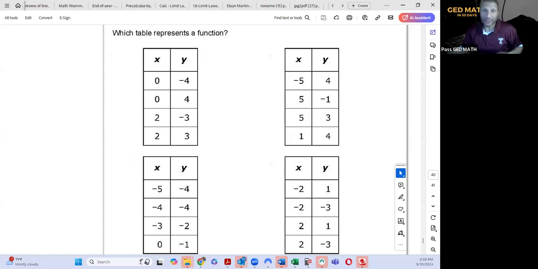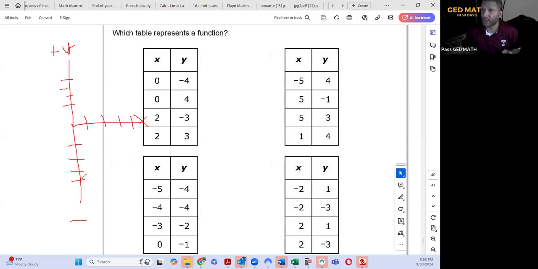So, for example, they might have a graph. So I'm going to graph this right here, right? This is my x. This is my y. 1, 2, 3, 4. 1, 2, 3, 4. 1, 2, 3, 4. This is my negative side. This is my positive side. So 0, negative 4 is right here. 0, 4 is right here. When x is 0, look at that. When x is 0, I got 2 points. It's not a function.